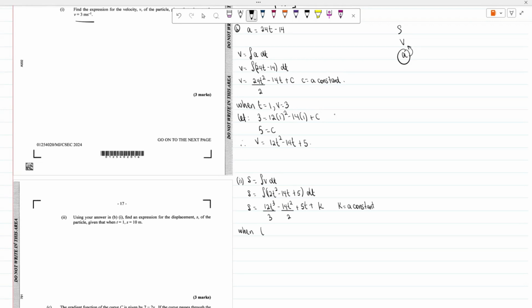They say that when t is 1, s is 10. So I'll let 10 be equal to, and I'll simplify, 12 over 3 is 4, 4 into 1 cubed, take away 7 into 1 squared, plus 5 into 1 plus k. And I can do this mentally, right? 4 minus 7 is minus 3. Minus 3 plus 5 is 2. When I move the 2 across, it becomes minus 2. 10 take away 2 is 8. Therefore, s is equal to 4t cubed minus 7t squared plus 5t plus 8.